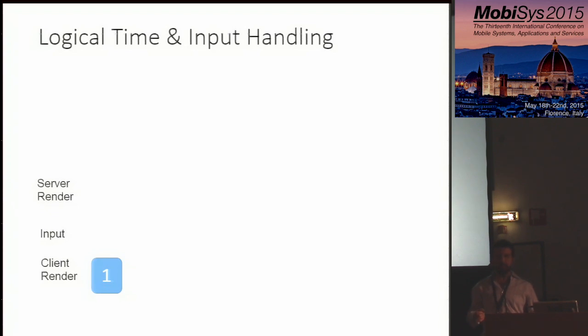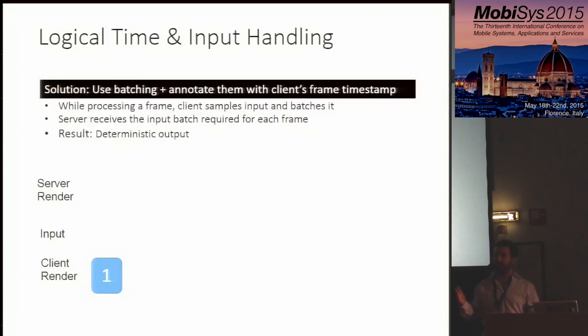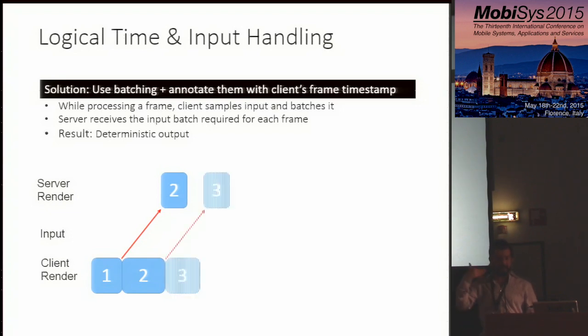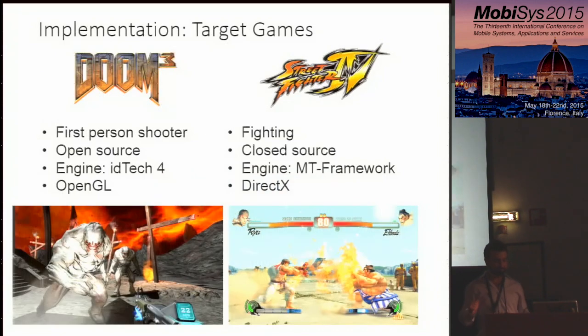What we do instead is we batch the inputs, and we annotate these inputs with a logical clock. That way, the server will wait for its matching batch before it processes the frame. For example, here in frame 2, we are going to send the input, and we are going to apply it on both sides at the same time. And this will happen over and over, and voila, we have deterministic graphics output.